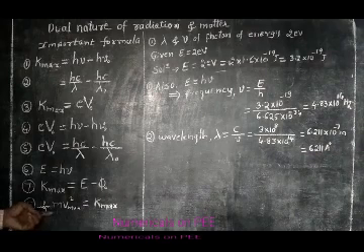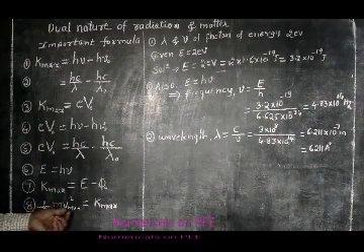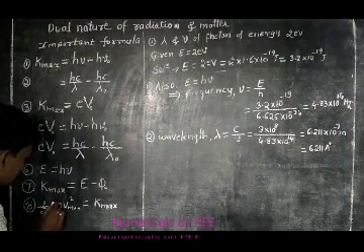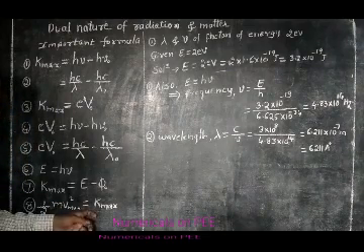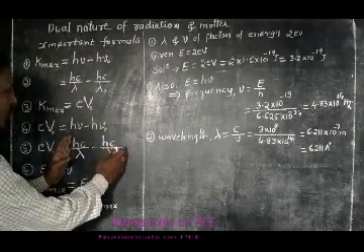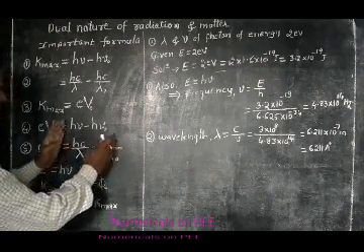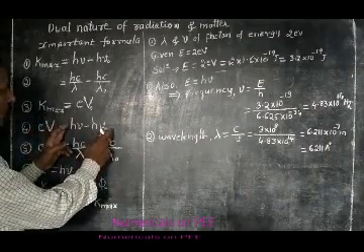half mv square maximum, that is maximum kinetic energy, is equal to hc upon lambda minus hc upon lambda naught, or half mv square maximum equal to h nu minus h nu naught.